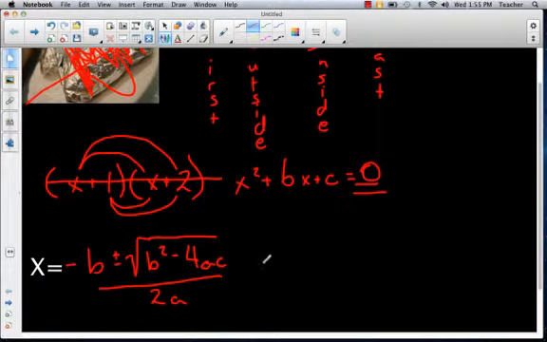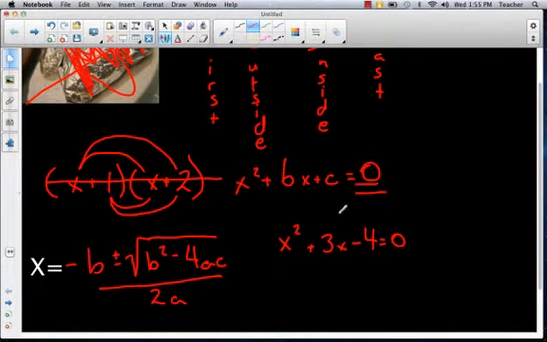So, let's say we want to do x squared plus 3x minus 4 equals 0. Now, we all know how to factor like this. So, if you factor this really quick, what do you get? You get x plus 4 and x minus 1.